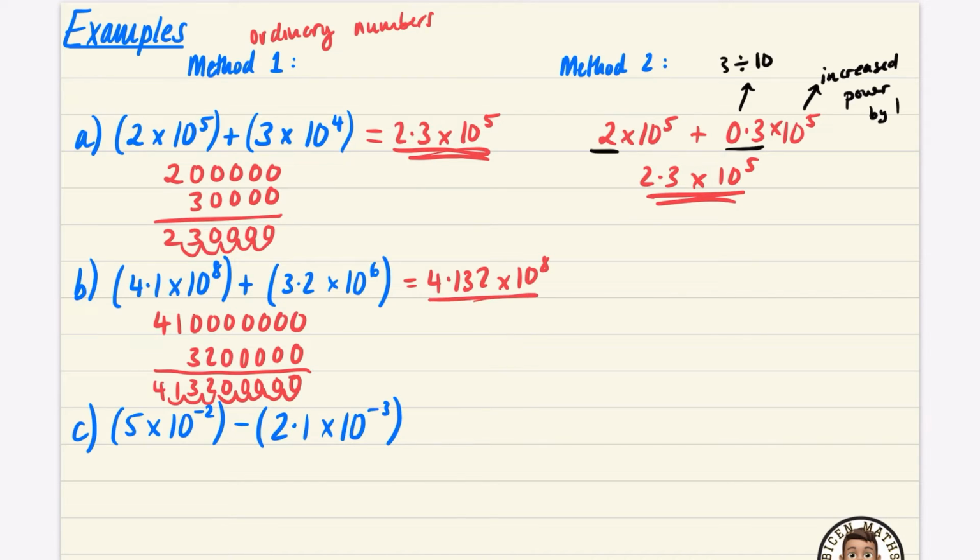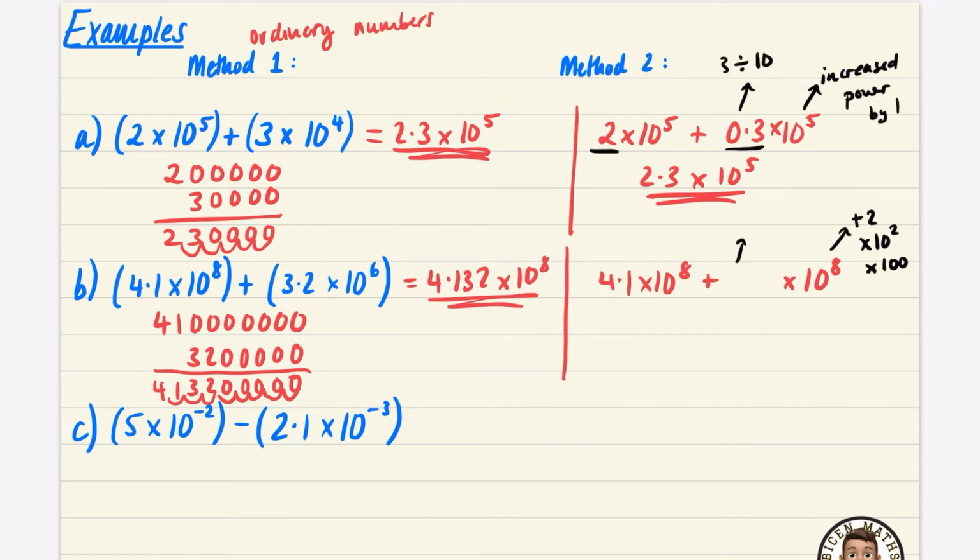Okay, so that's the answer for method 1. With method 2, I'm going to take the one with the smaller power, which is the second one, and I'm going to try and make it have the same power as the first one. So that would be times 10 to the 8. Now this time I've increased the power by 2, which is the same thing as multiplying by 10 squared or multiplying by 100. So that means this number needs to divide by 100. The original 3.2 needs to divide by 100.